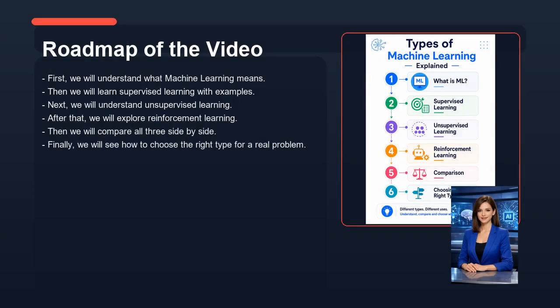Now let's look at the roadmap of the video. First, we will understand what machine learning means. Then we will learn supervised learning with examples. Next, we will understand unsupervised learning. After that, we will explore reinforcement learning. Then we will compare all three side by side. Finally, we will see how to choose the right type for a real problem.